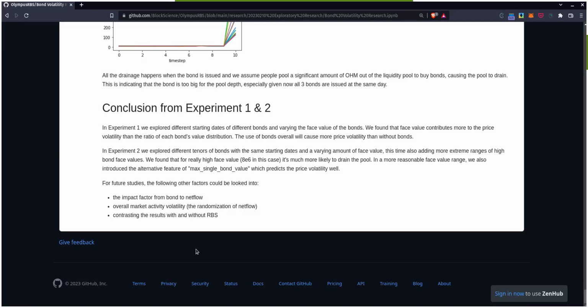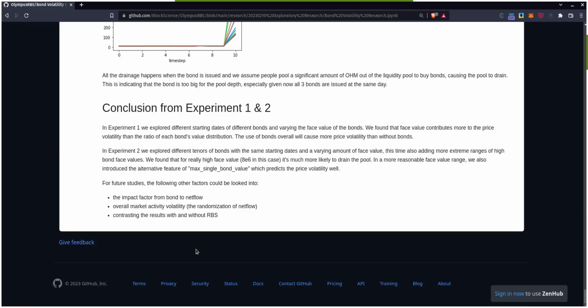In experiment 2, we explored different tenors of bonds with the same starting dates and varying amounts of total face value, and this time also added more extreme ranges of really high total bond face values. We found that really high face values are much more likely to drain the pool, and in a more reasonable face value range, we also introduced the alternative feature of max single bond value, which actually predicts the price volatility really well. So for future studies, the following other factors could be looked into.